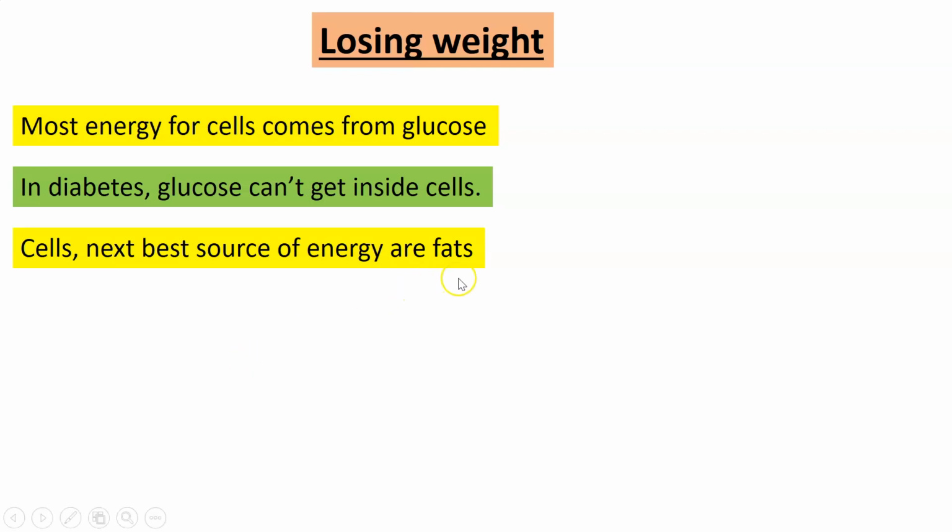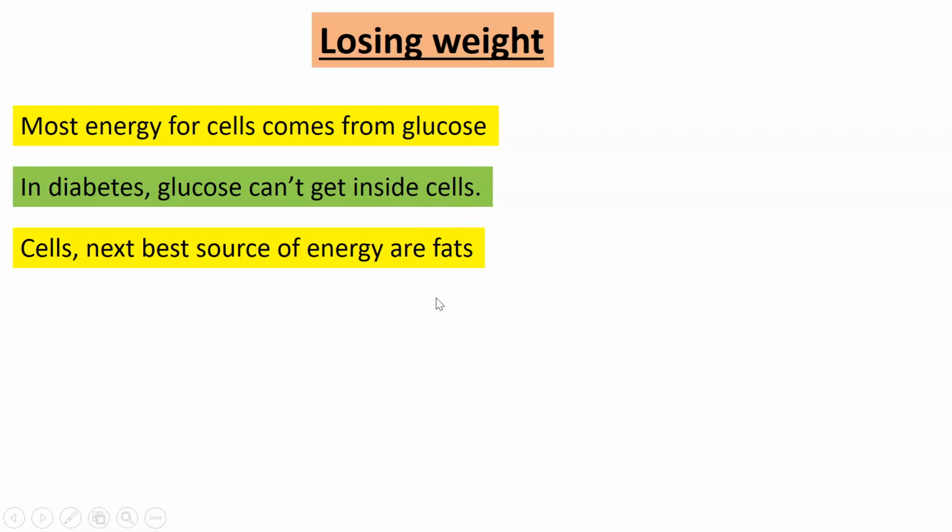But we can also use fats. The next best source of energy is, in fact, fats. Once you run out of glucose or glycogen, your body starts to resort to fats. Now, that's not entirely true. You don't have to run out of glycogen. Your body will use fats, but it will use fats a lot slower if there's glucose present. If there's less glucose present, it will resort to fats much quicker.